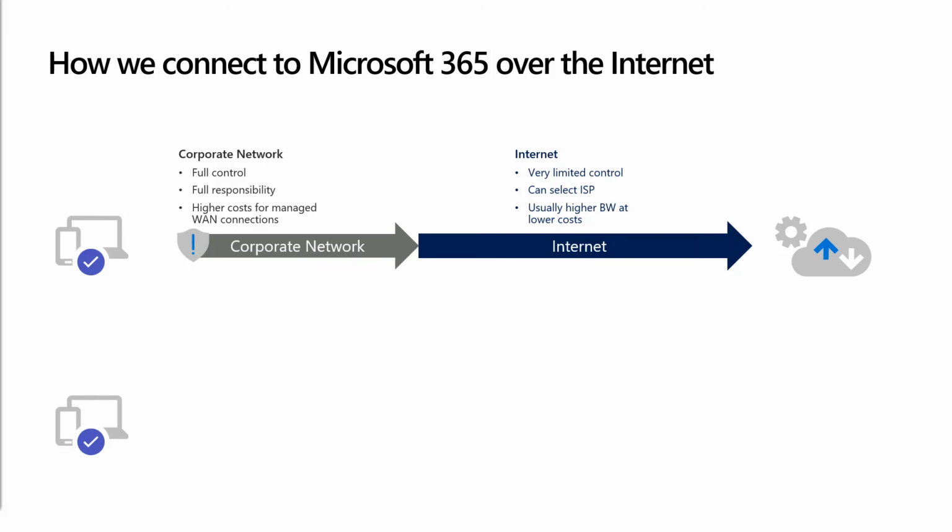You basically can only choose your ISP and maybe a DNS provider, and after that you're kind of out of control of what you can do. So the internet is a little bit wild, a little bit uncontrolled, but it works really well. Your users will be able to get to MSN.com or Twitter.com or Facebook.com.